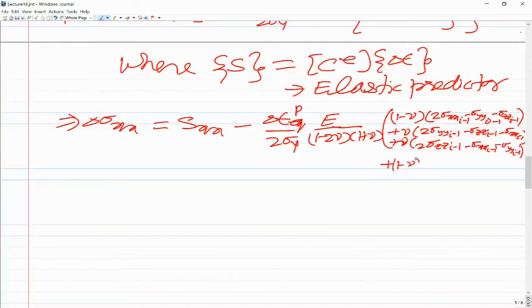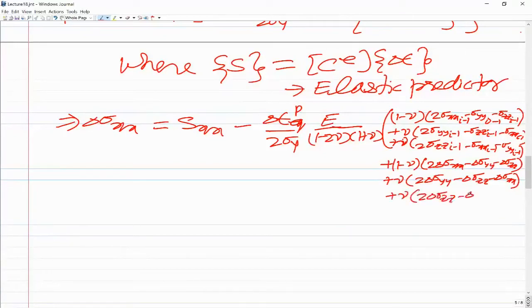So you will have 1 minus nu into the incremental terms. So twice of delta sigma xx minus delta sigma yy minus delta sigma zz plus nu into twice of delta sigma yy minus delta sigma zz minus delta sigma xx plus nu into twice of delta sigma zz minus delta sigma xx minus delta sigma yy. So this is what you will get, and you can simplify this.